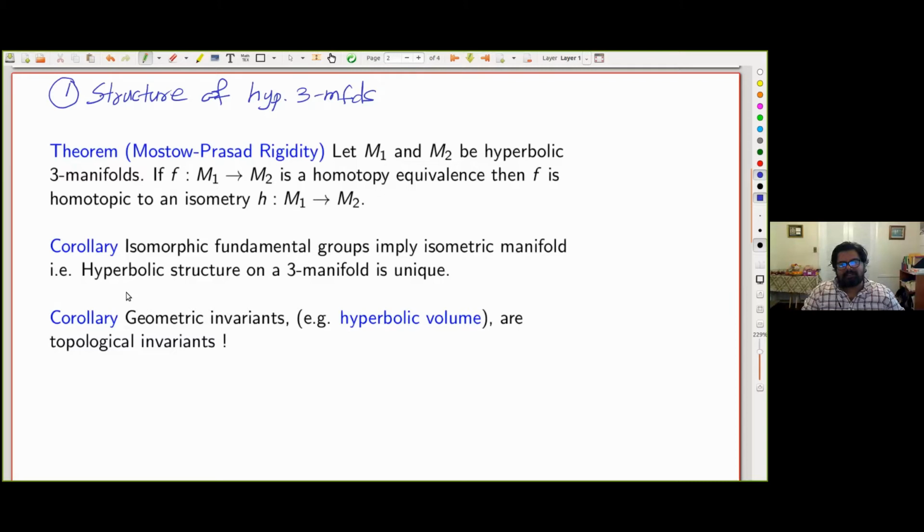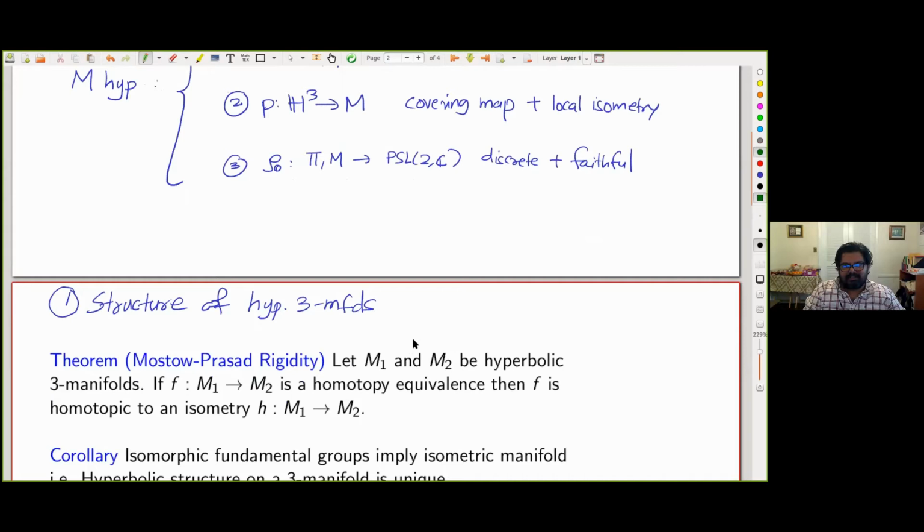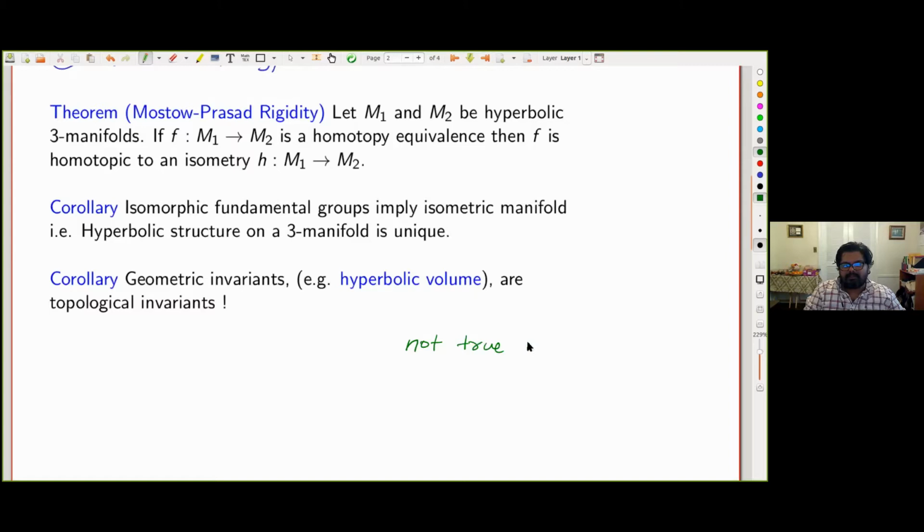And this has a fantastic corollary. It means that all the geometric invariants you're computing are actually topological invariants. Now we have to note that this is certainly not true in dimension two. I should add, this is true for all dimensions n greater than or equal to 3, not just three-manifolds. And this is not true in dimension 2.